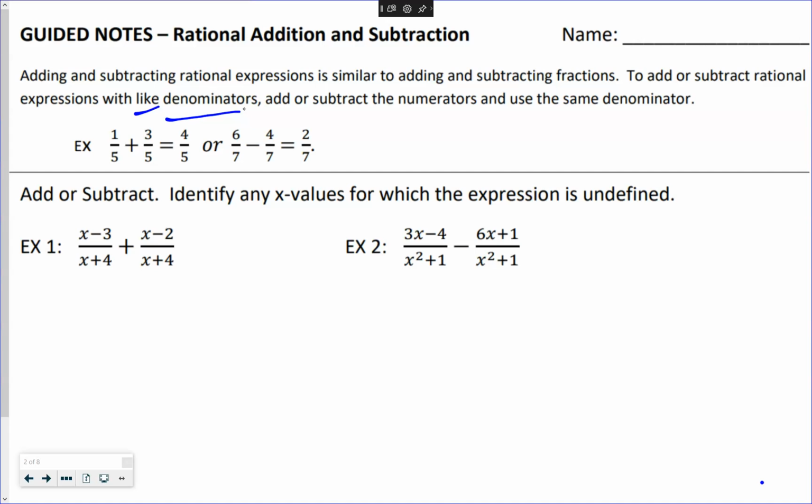Once my denominators are the same, then we can add or subtract the numerators and just use the same denominator. So here, if I had 1/5 plus 3/5, I just go across the top. 1 plus 3 is 4/5. Here, 6/7 minus 4/7, well, I just do 6 minus 4. That gives me 2/7.